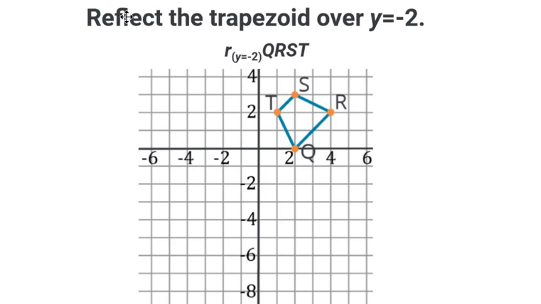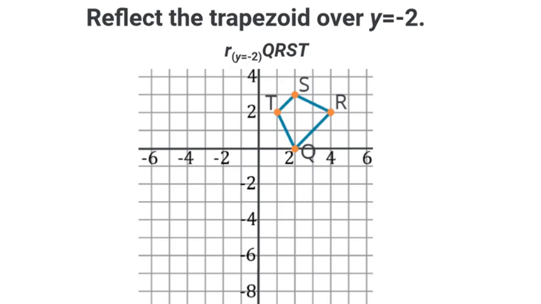Little r stands for reflect. Y equals -2 in parentheses below the r is the line that it wants you to reflect over, and then this is the shape that it wants you to go ahead and use.